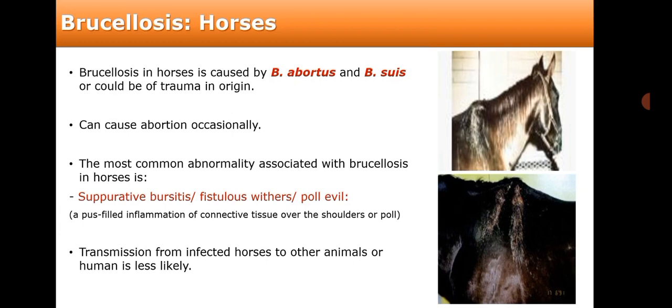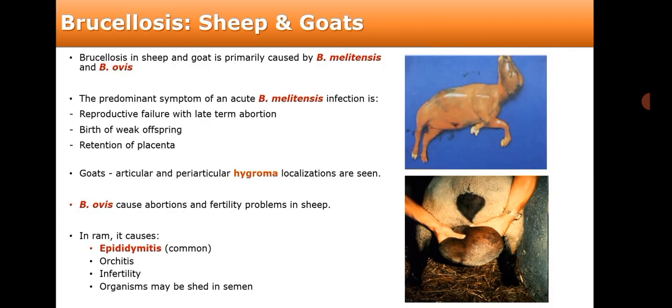Brucellosis in sheep and goats is primarily caused by Brucella melitensis and Brucella ovis. The predominant symptom of an acute Brucella melitensis infection is reproductive failure with late-term abortion, birth of weak offspring, and retention of placenta. In goats, articular and periarticular hygroma localizations are seen. Brucella ovis causes abortions and fertility problems in sheep. In rams, it causes epididymitis, which is more common than orchitis, and infertility. Organisms may be shed in semen.